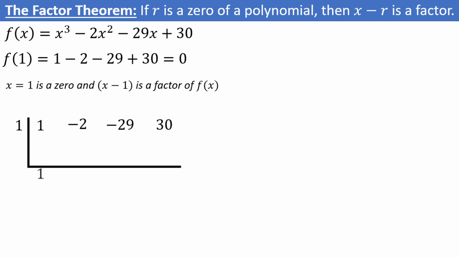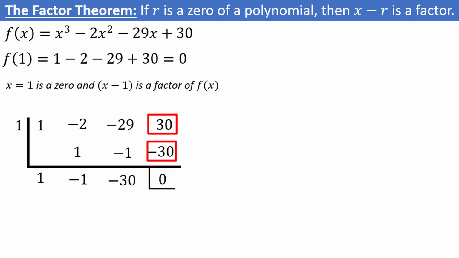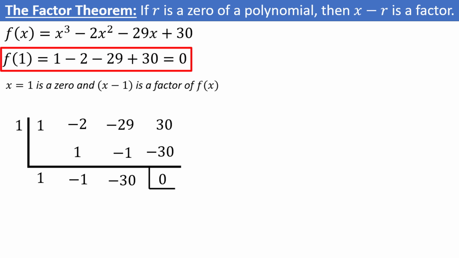Next, we bring down the 1 and multiply by 1 to get 1. Negative 2 plus 1 is negative 1. Negative 1 times 1 is negative 1. Negative 29 plus negative 1 is negative 30. Negative 30 times 1 is negative 30. 30 plus negative 30 is 0, which is our remainder. Remember that when we get a 0 remainder from synthetic division, that means the value we evaluated is a 0, which we already knew from evaluating the function a moment ago.